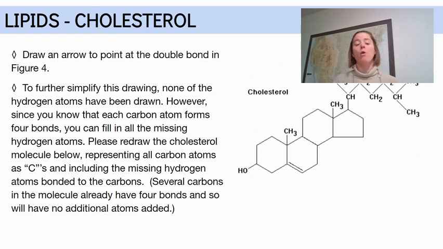So moving forward, we'll just go in the order of your packet. So in group 2 for your packet, it talks about cholesterol.